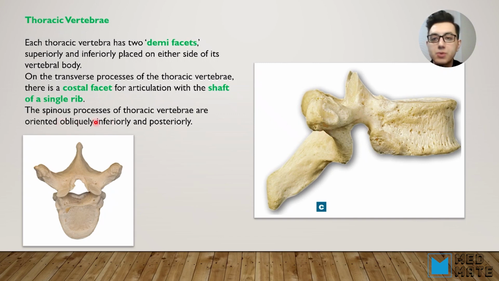Alright, now the spinous processes of thoracic vertebrae are oriented obliquely. As you can see, they are sort of inferiorly located, and they are going towards the posterior surface.